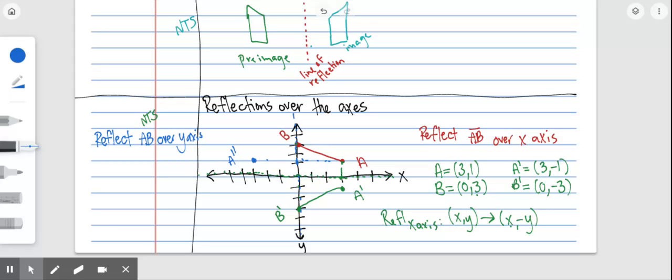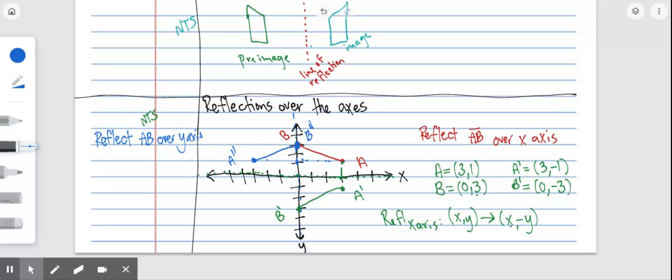Okay. Now let's try to find B prime. Well, B is right on the y-axis. So if I were to fold my diagram in half, B would stay on that line of reflection. So B double prime is in the same spot as B.